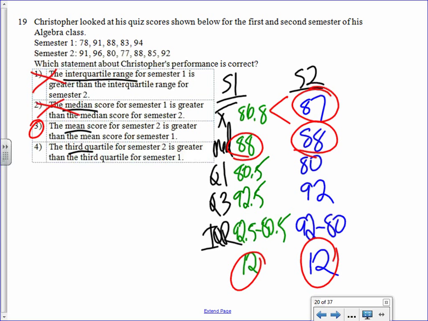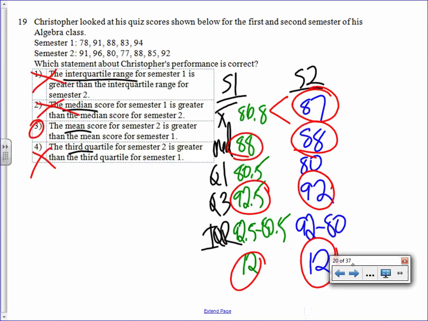That's your answer. Finally, the last one, the third quartile for semester 2 is greater than the third quartile for semester 1. No, this is smaller than this. Choice 3 is the answer. A lot of work for a part 1 question. Deal with it. It's not difficult, it's just a lot of work.